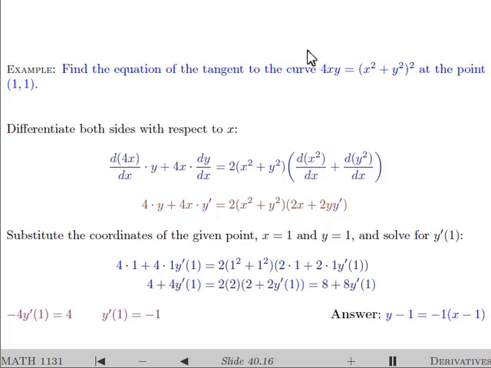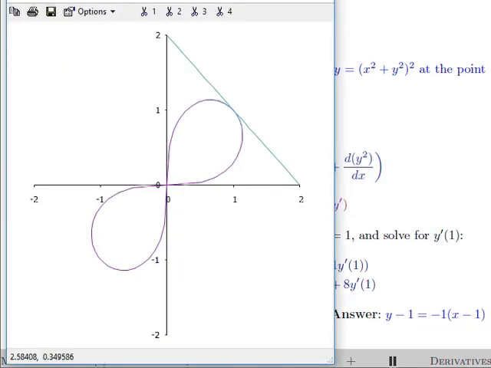The tangent has equation y minus 1 equals negative 1 times (x minus 1), or in slope-intercept form y equals negative x plus 2. If I draw the graph of this equation and the tangent line that we got, this is what we will get. The graph of that equation 4xy equals (x squared plus y squared) squared is this figure 8 curve, and this is the graph of the straight line which we decided was the tangent.